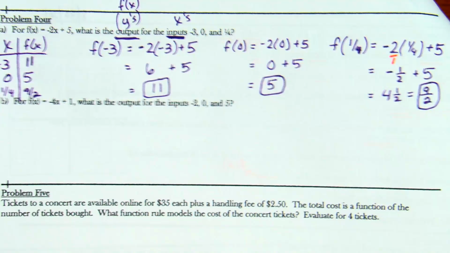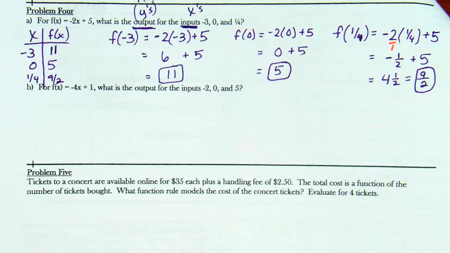Okay. So do you know what to do for part B then? Yeah. This time they changed the function on us, right? For f of x equals negative 4x plus 1, what is the output for the inputs negative 2, 0, and 5?